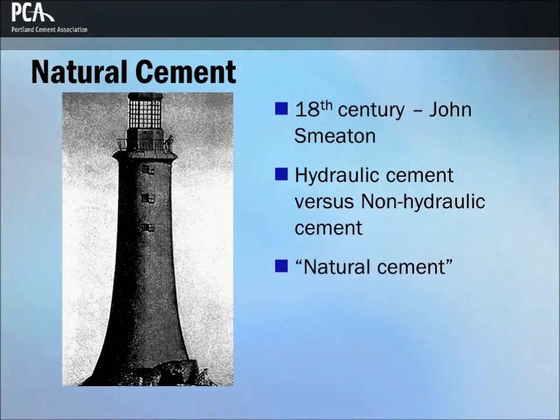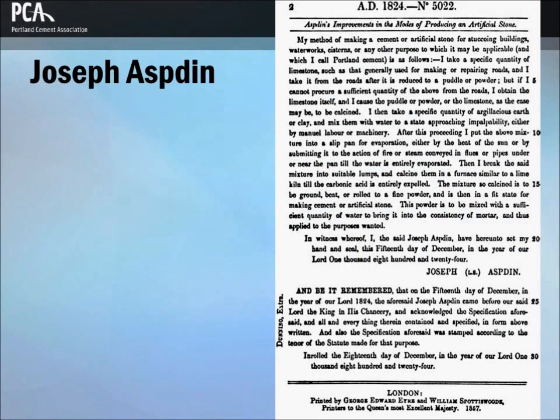In the 18th century, John Smeaton discovered that an impure, soft limestone containing clay minerals made the best hydraulic cement. He used this cement to construct a new foundation for the Eddystone Lighthouse off the coast of Plymouth, England. Joseph Aspdin, an English mason, obtained a patent in 1824 for Portland cement. The name came from the resemblance to limestone quarried from the Isle of Portland, which had been used as the premier building stone since Roman times.